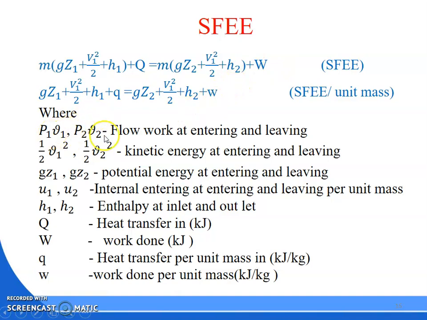What are P1 V1 and P2 V2? Flow work at entering and leaving. Half V1 square, V2 square, that is the kinetic energy at entering.